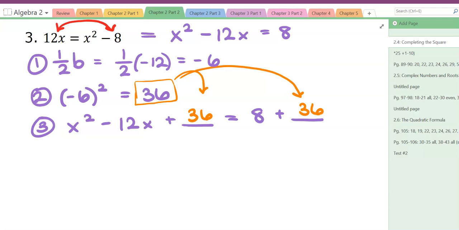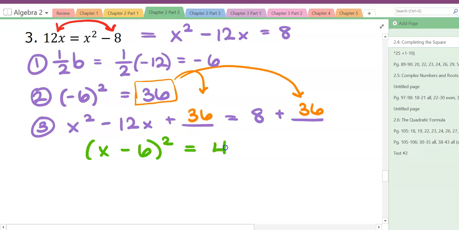So we're factoring the left side now. So I need two numbers that multiply to 36, add to negative 12. I told you guys the shortcut to find that number is to go back up to step 1 and see what 1/2 of b was, which is that negative 6. So if you test it, negative 6 times negative 6 is going to get you positive 36. Negative 6 plus negative 6 gets you that negative 12. So that's why it always works that way. So we're going to write this as x minus 6 squared. And then 8 plus 36 is 44.